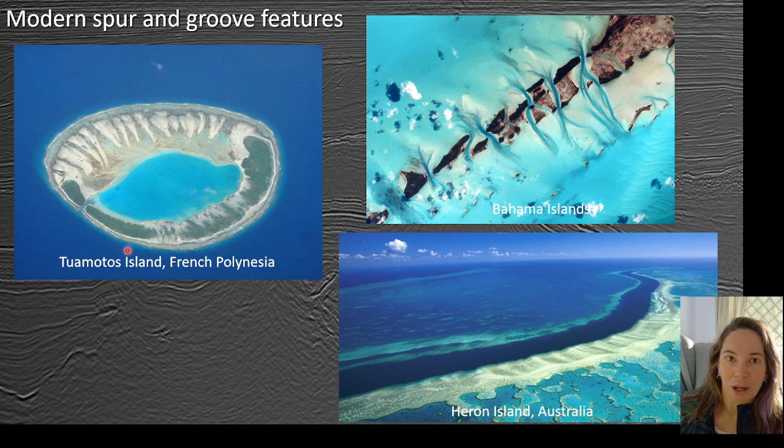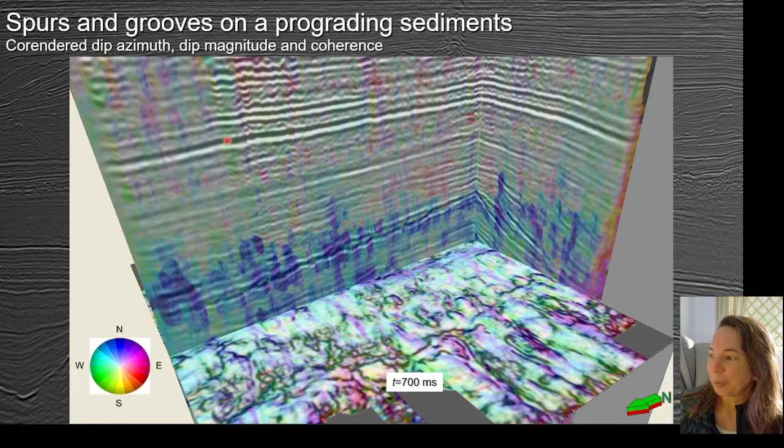And so looking at these modern analogs is really important because we can see here what the features should look like in seismic data. And so we're going to look for these patterns now in seismic. So here is a case study that was done a while back with a co-rendering of dip azimuth, dip magnitude, and coherence.